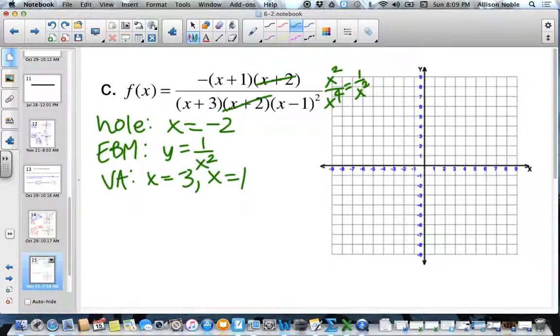And let's see. So I'm going to go ahead and graph that, and then I'm going to use my calculator on this one. So I have a hole at negative 2, which I'll get to. I have an end behavior model, y equals 1 over x squared, which I'll also get to, but that kind of tells you that you're going to have something similar to our regular graph of that, which looks like this. But technically, I guess it's negative. It'd be negative 1 over x squared, so it's going to be reflected. So I know part of my graph is going to look like that. And then I have my vertical asymptotes at negative 3 and at 1.